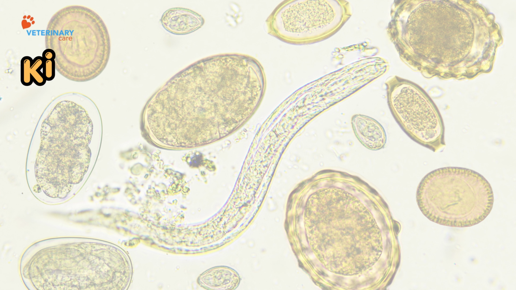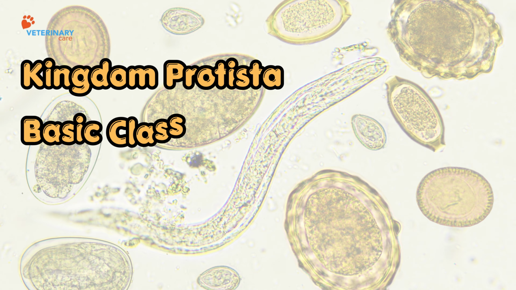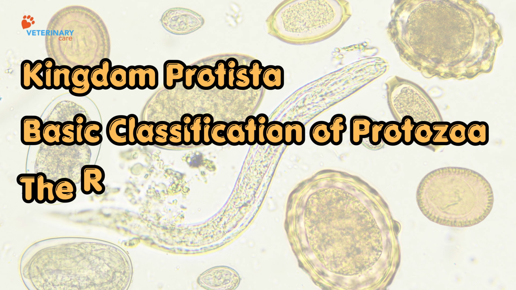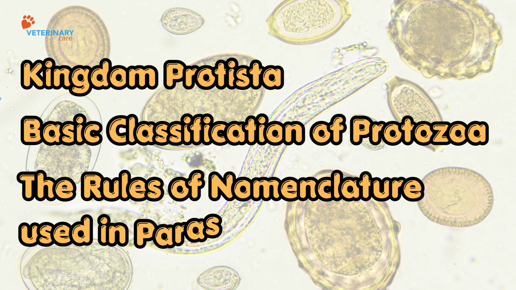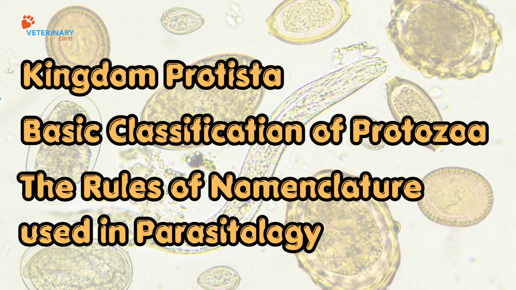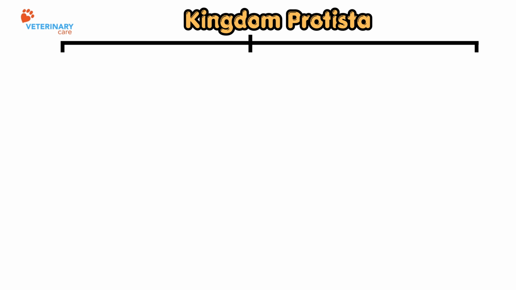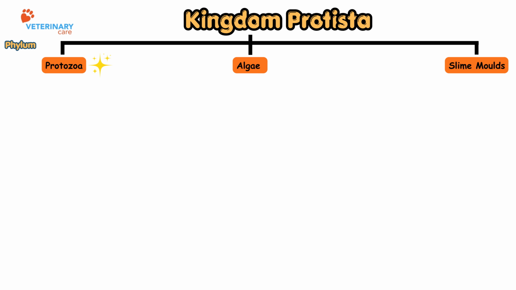Today we'll explore Kingdom Protista, basic classification of protozoa, and the rules of nomenclature used in parasitology. Let us begin with Kingdom Protista. Kingdom Protista is mainly divided into three major phyla: protozoa, algae and slime molds. We will only talk about Phylum Protozoa, under the subject of veterinary protozoology.